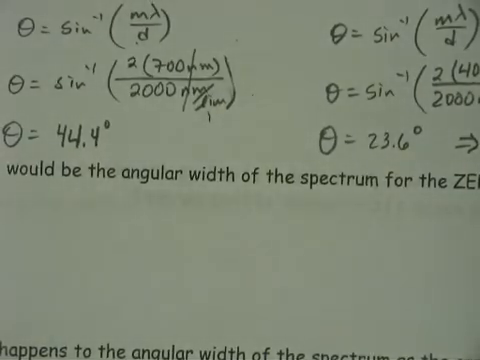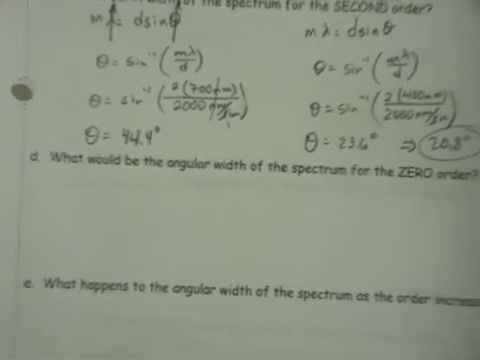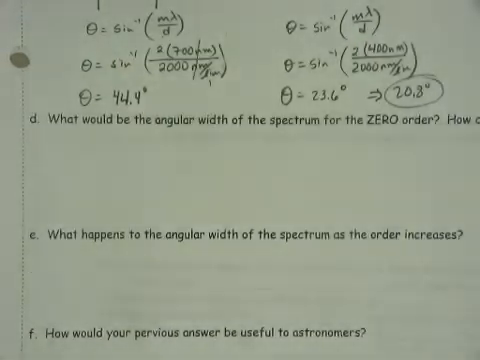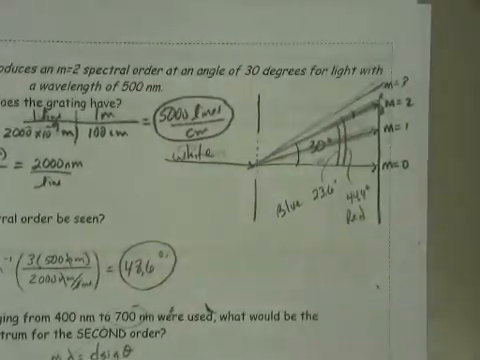All right, moving on to letter D. Letter D says, what would be the angular width of the spectrum? So same question they had up above, but for the zero order. Not for the first or second or third. We did second last time. But for zero. Well, let's go back up to the diagram. What does that mean?